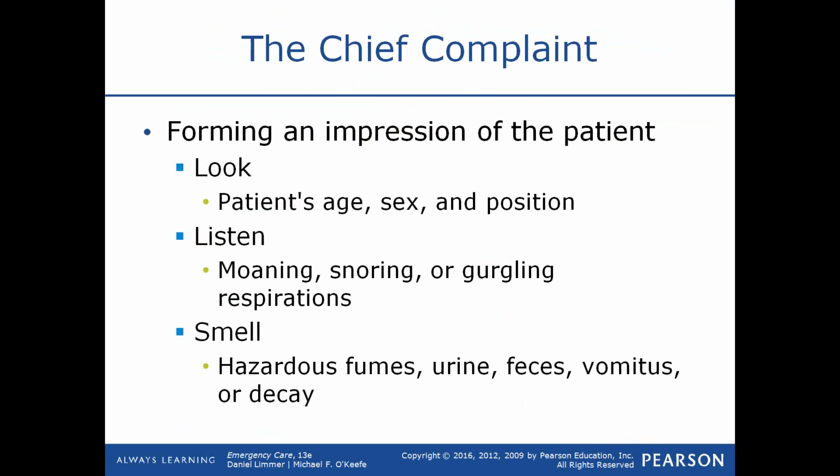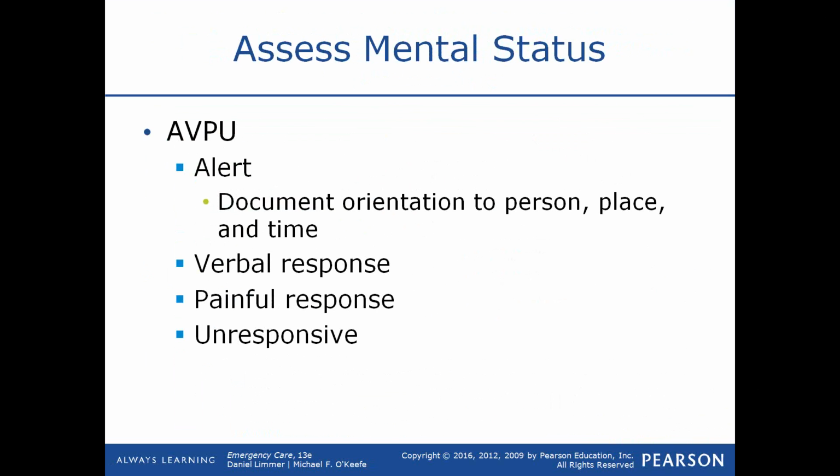So forming an impression of the patient, we're going to look, listen, smell, feel. So look at the patient. How old are they? What sex are they? What position are they found in? Listen for obvious noises like moaning, snoring, gurgling, stridor, wheezing, things that would indicate that they're having trouble breathing. You can smell hazardous fumes, certainly if the patient reeks of urine or feces or vomit, or even decay as in the case of decubitus ulcers.